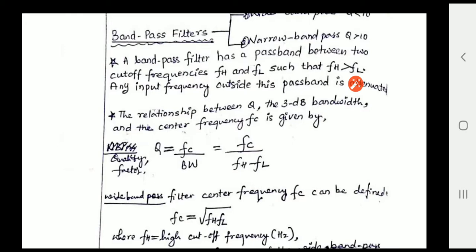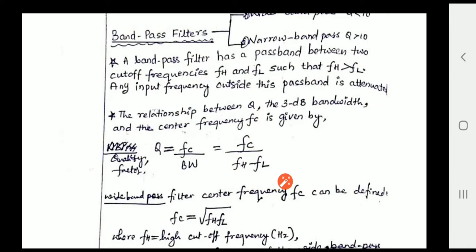Now another term is used: the relationship between Q, the bandwidth, and the center frequency Fc is given by Q equals Fc divided by Bw. Q is the quality factor, Fc is the center frequency, and Bw is the bandwidth. The relation is taken directly here because there is no derivation. Bandwidth is the difference of the two frequency components.